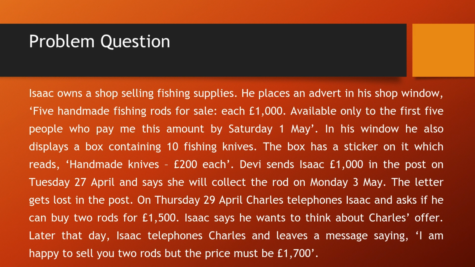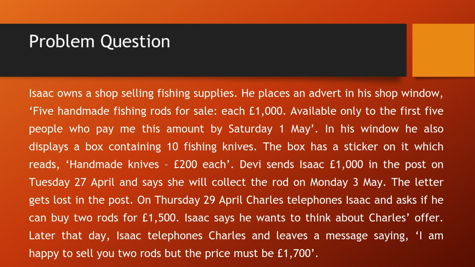In his window, he also displays a box containing 10 fishing knives. The box has a sticker on it which reads "handmade knives, £200 each." Devi sent Isaac £1,000 in the post on Tuesday, 27th April, and says she will collect the rod on Monday, 3rd May. The letter gets lost in the post.